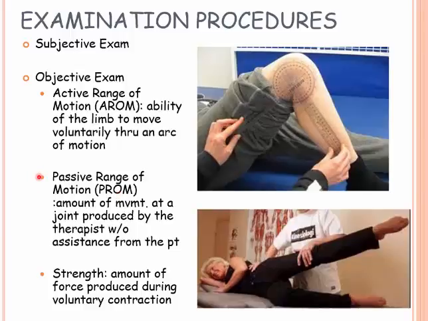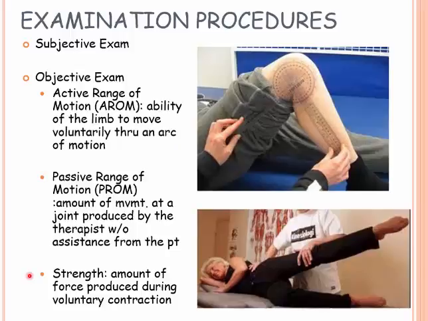Passive range of motion, which is the amount of movement at a joint produced by the therapist without assistance from the patient, may also be tested. The term used to describe a joint with less than functional range of motion is hypomobile. An example of this could result from prolonged immobilization. The term used to describe a joint with excessive motion is hypermobile. An example of this could be a chronically subluxing joint. You should become familiar with these terms.